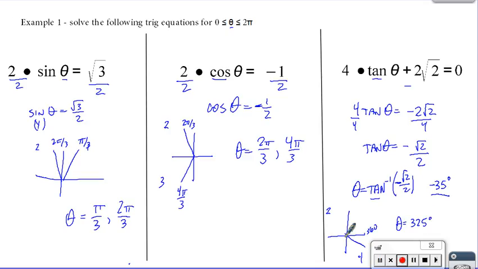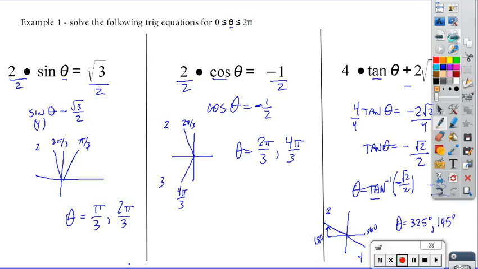And then here in this quadrant, I'm going to be subtracting that 35 from 180. Again, I'm using the 360 and 180 markers as my references. So tangent of negative root 2 over 2 could also be 145 degrees. Okay, it's a little trickier, but still possible. All right, let's move on to the next slide and see what else we can do.